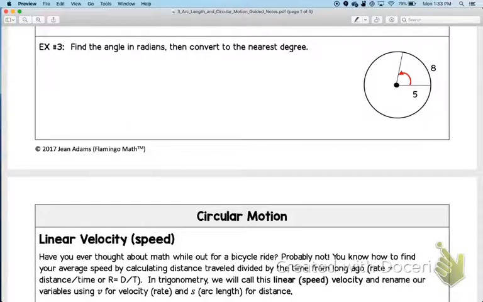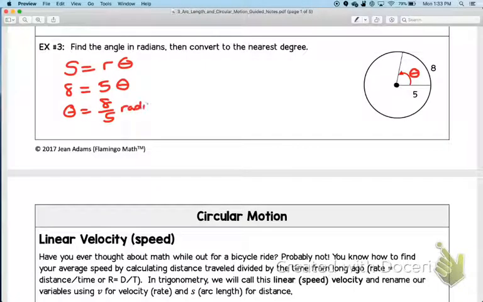All right, so what do we have? We have to find theta is what we're looking for, right? We have the arc length, we have the radius, we need to find theta. So S is equal to R theta. S was given to us as 8. Our radius is 5. Solving for theta means that it's 8/5 radians. Okay, because remember this was radians to start out with. If they gave us the actual arc length, then it was in radians.